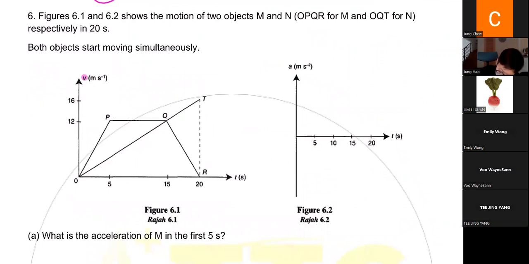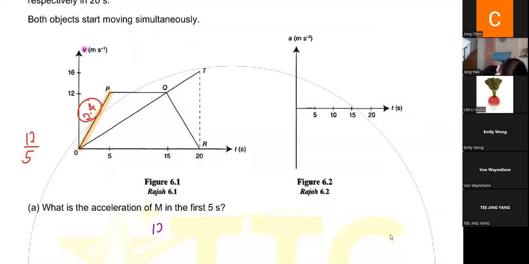So the first question: what's the acceleration of M in the first 5 seconds? If this is a velocity-time graph, we are trying to find the gradient of the first 5 seconds. Can you help me calculate this gradient? From O to P, the first 5 seconds, how much is the gradient? The answer is 2.4. How do you know? Because I use 12 over 5. You will slowly get used to my method where you just look at it and straight away get 2.4. So the acceleration is 12 over 5 equals 2.4.